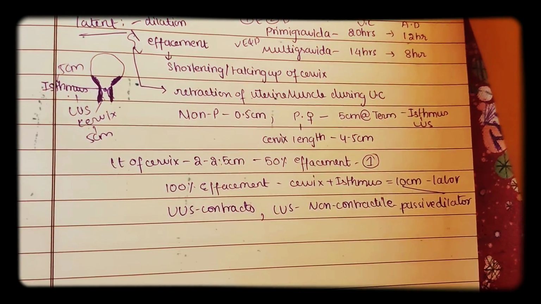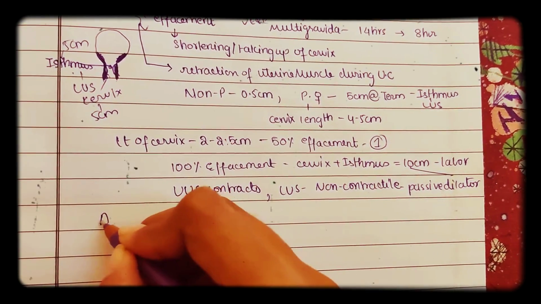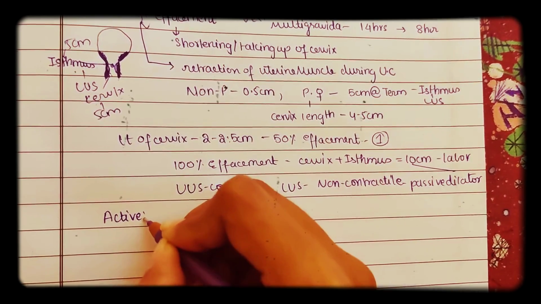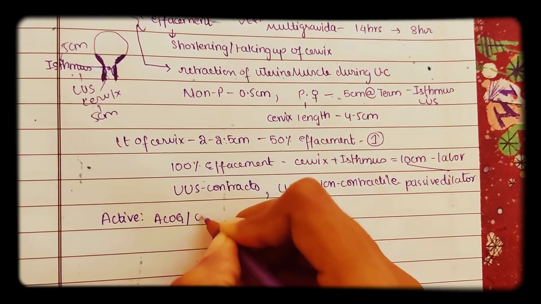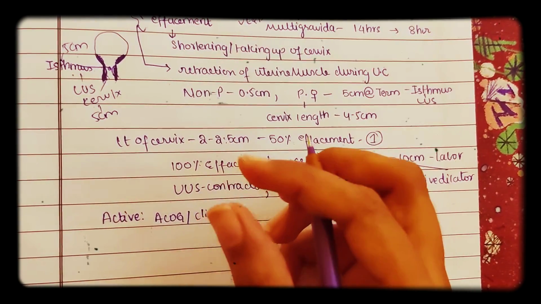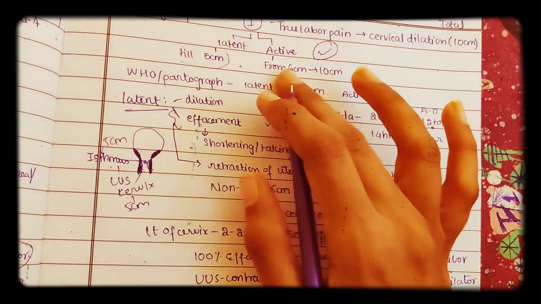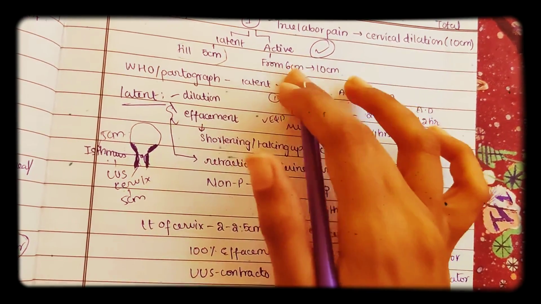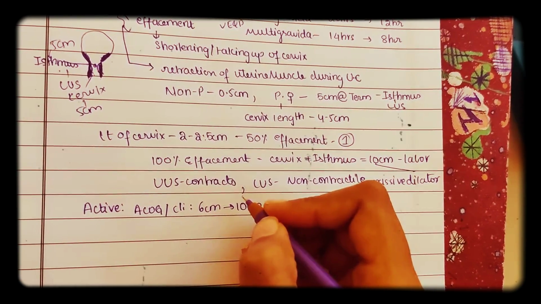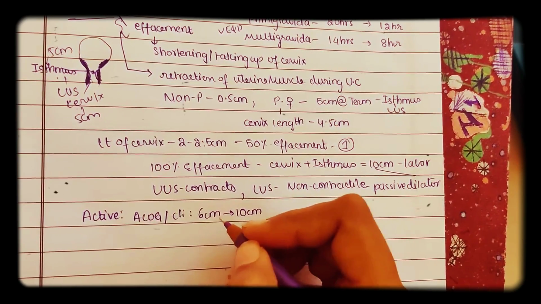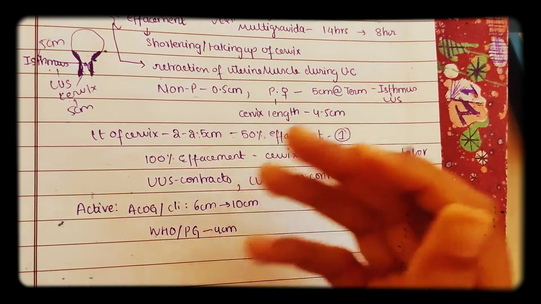Okay, so now let us discuss the active phase of labor. I hope you have understood the latent phase very clearly. Coming to the active phase, as per ACOG or clinical guidelines, it starts from 6 centimeters of cervix, and can go till 10 centimeters in total, right? So it is starting from 6 centimeters, but as per WHO and as per partograph, it is just 4 centimeters, from 4 centimeters dilation.